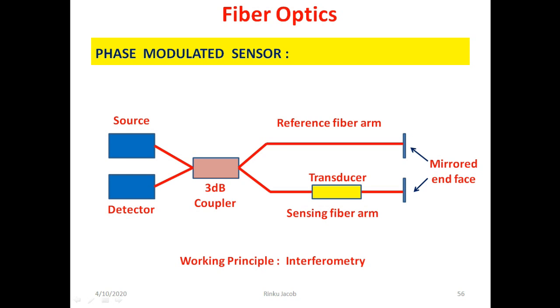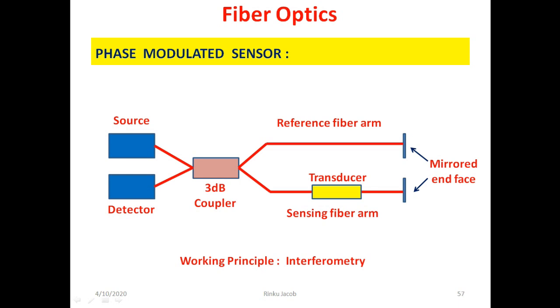Now the second output from the 3 dB coupler is connected to one face of another optic fiber which is having a transducer connected in series with its length. It is called the sensing fiber arm, as compared to the distance to the mirror 2 in Michelson interferometer, because the transducer connected to the fiber changes its length in response to the measurement like temperature, pressure, etc. The end face of this optic fiber is also mirrored.